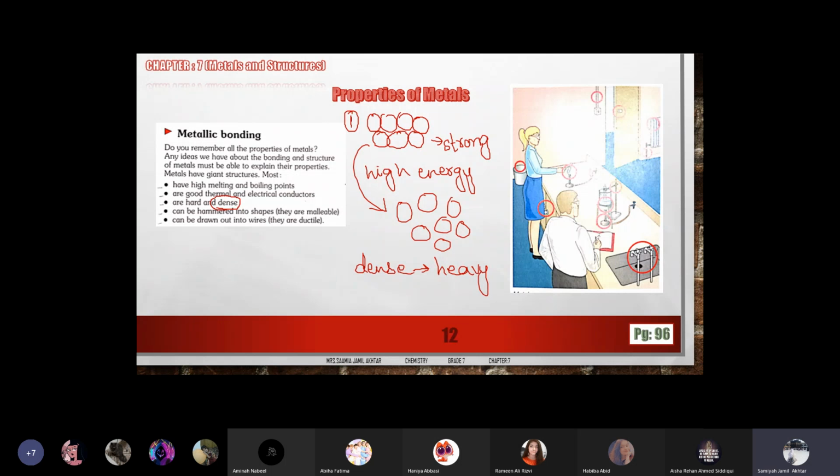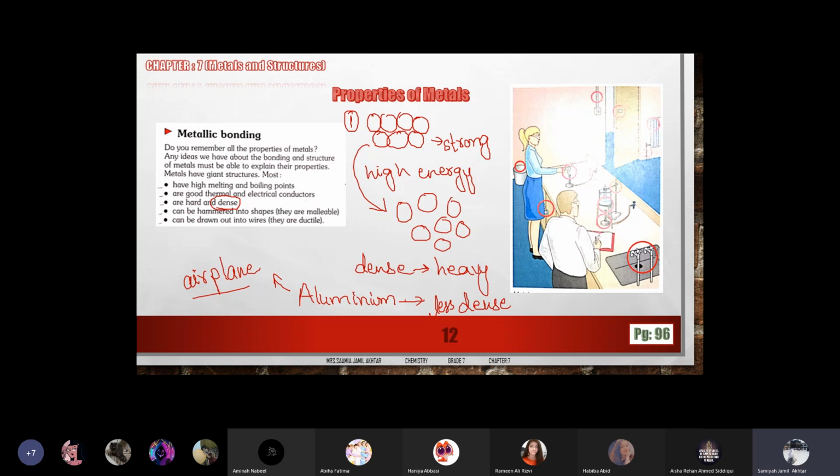So aluminium is a metal. It's a solid, but aluminium is used to make airplane bodies. And we know that an airplane has to fly, so aluminium is less dense. Although aluminium is a metal and a solid, it is less dense. It's light in weight. That's why it is used to make airplane bodies.